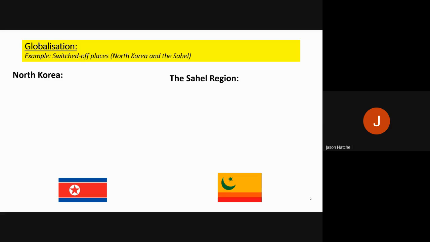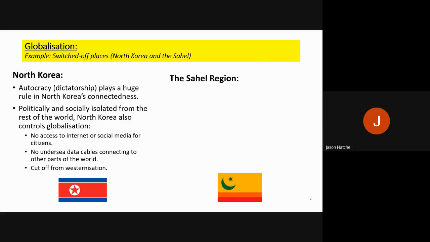global globalization. North Korea is an autocracy or a dictatorship, remember, and that plays a huge role in North Korea not really being very connected to the rest of the world. It is politically and socially isolated. So it controls globalization quite heavily. For example, people in North Korea don't really have internet access or social media access.